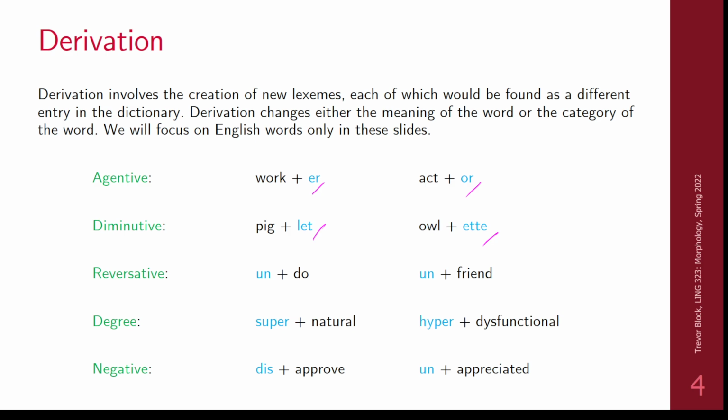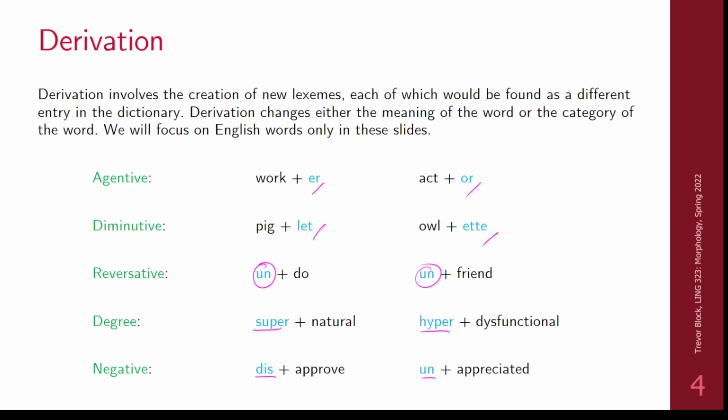We have these reversatives. So to undo something or to unfriend someone. We have these degree derivational affixes like super, hyper, extra, supra. And we have these negatives. So like dis and un and in and so on. So although we can give these names to a lot of these different derivational morphemes, it's not always obvious what the abstract quality is or what to name these.